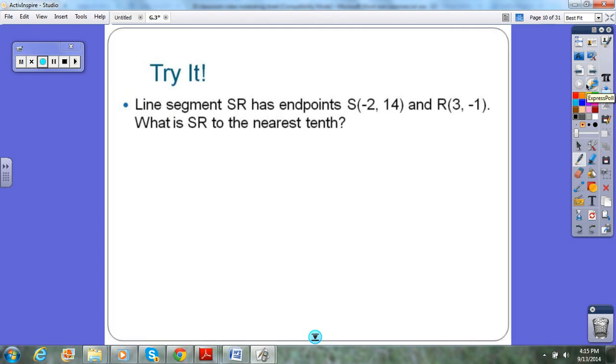Here's another try it problem. Make sure you complete all the 3 try it problems and bring them into class tomorrow to go over.